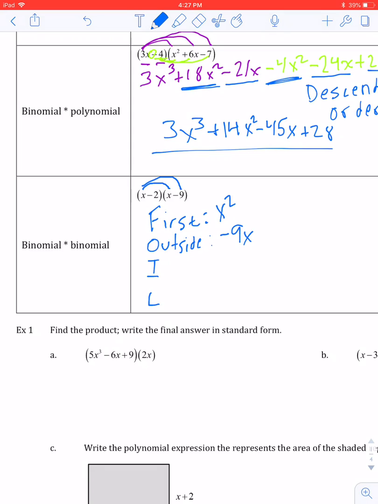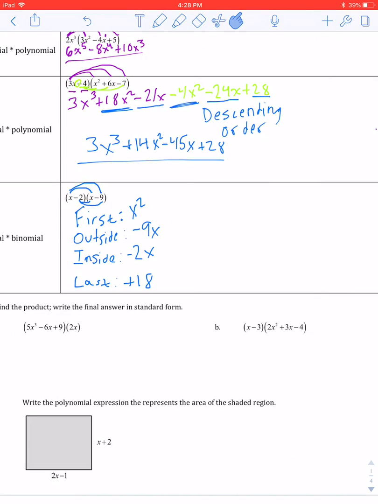The I stands for inside terms. The inside terms is going to be negative 2 and x. Okay, so I'm going to have negative 2x. And most of you guys probably guessed it, but the L stands for last. So negative 2 times negative 9, which is a positive 18. So now if you see I have all of my new terms after combining these in an order and in the correct order. I need to rewrite these though in standard form so I have a final expression to use.